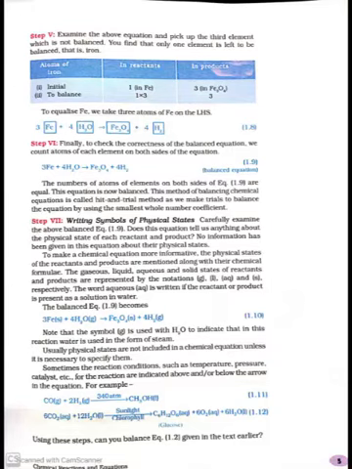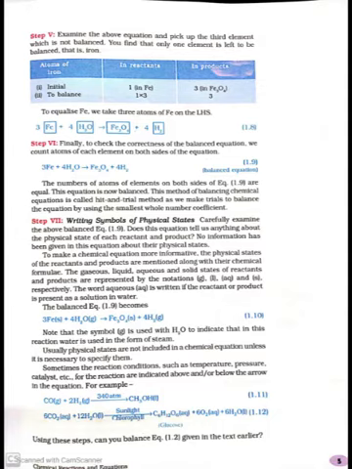Step 5. Examine the above equation and pick up the third element which is not balanced. You find that only one element is left to be balanced, that is iron. Atoms of iron in reactant and in product. In the first column, initial. In the second column, 1 in Fe. In the third column, 3 in Fe3O4. In the second line, to balance, in reactant 1 into 3, in product 3.